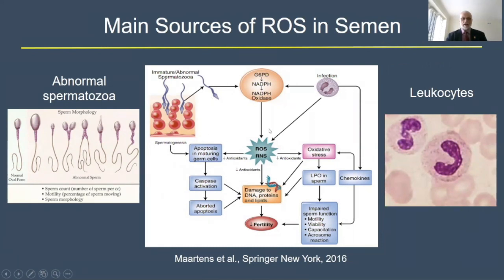When apoptosis is activated, oxidative stress via reactive oxygen species and reactive nitrogen species is released, which in the end damages the DNA, proteins, and lipid membranes of good quality spermatozoa, leading to reduced fertility of that specific patient.